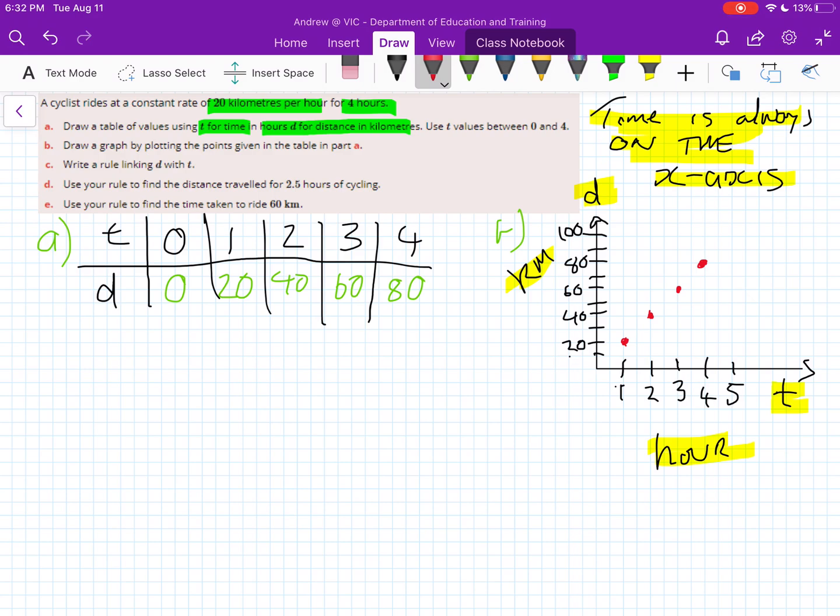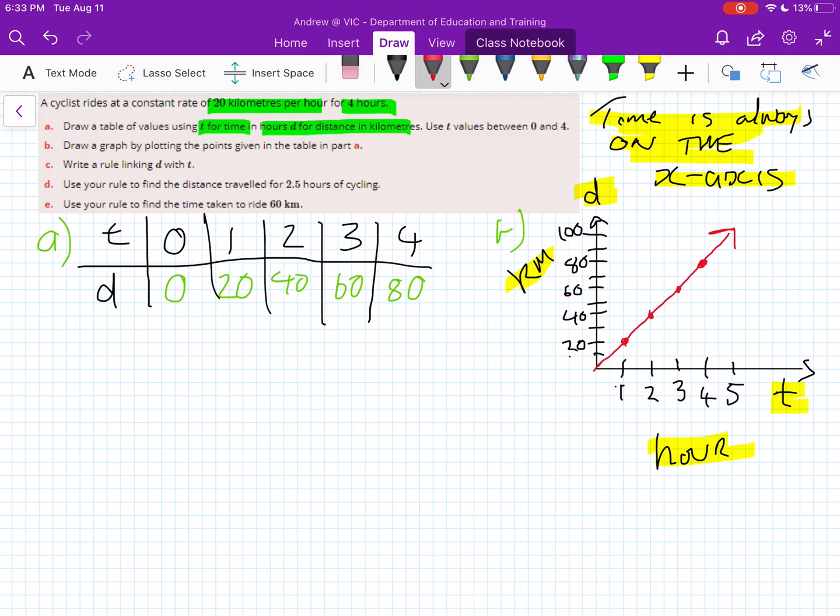So write a rule linking D with T. Oh, sorry. When you do this, actually, it's best to draw a straight line. I thought that was another question in this one, but it's not. Draw a straight line showing your rule. You will notice why I haven't gone into the negatives like our normal graphs. You can't go a negative distance or go in negative time in this example, so I'm only dealing with the positive values. That's why I've only got the positive section of the graph there. Okay, so that's why I've only got that first quadrant there.